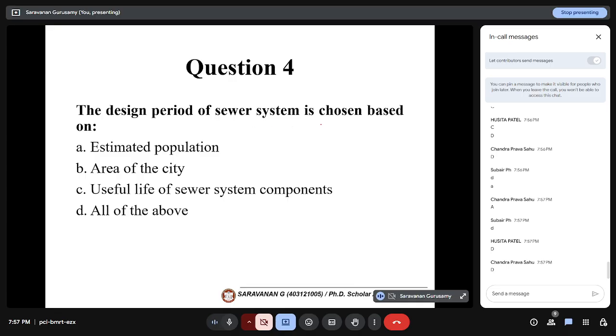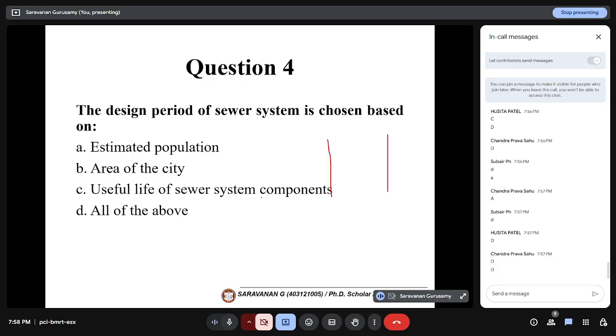The design period of a sewer system is chosen based on design period. We have different components and different design periods, right? So design estimated population or area of the city, useful life of the sewer system components, all the above.